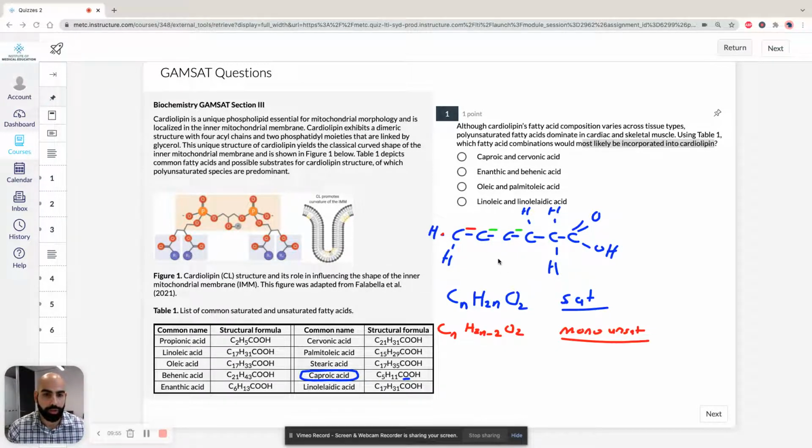Perfect. So you can see now that for this structure, we've removed those hydrogens to make it happy. So we can generate an equation now. Carbons again, so let's say polyunsaturated.